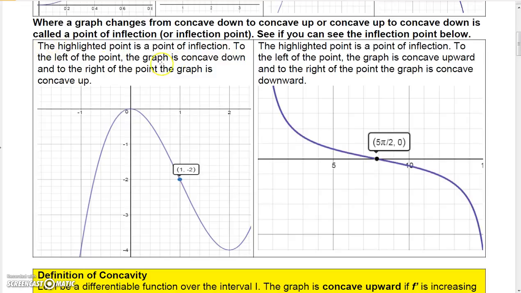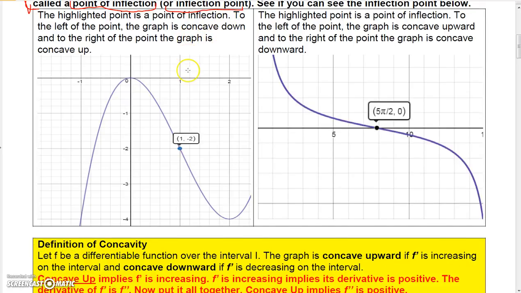Now, where a graph changes from concave down to concave up, or vice versa, is actually called a point of inflection. So this would be called a point of inflection or inflection point. Now let's see if we can find the inflection point below.